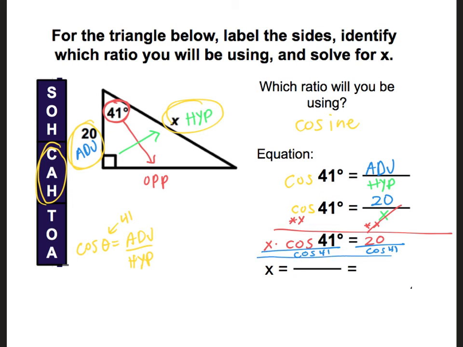I don't have a ton of room here. But when I do that, we would get x equals 20 divided by the cosine of 41. Let's make this 20 blue. When we did it, these cosines of 41 just canceled, and that's how we got x by itself. Again, at this point, you're going to go ahead and type it into your calculator.